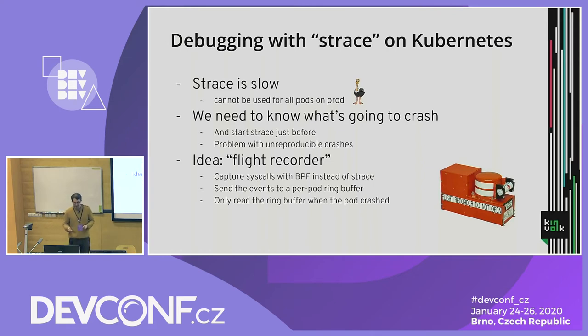So the idea of Traceloop is to have a flight recorder. It's like we are always tracing all the system calls from all the processes in the Kubernetes pods, in all the containers, and recording these events into a ring buffer that is almost never read, unless there is a crash or the user wants to know something about the logs. So only in those situations will we inspect the ring buffer.